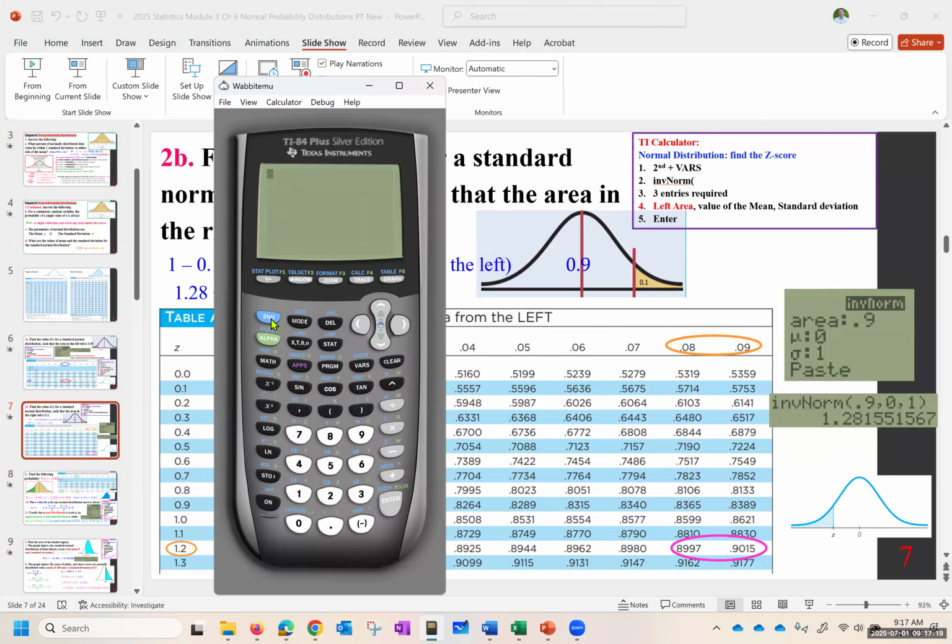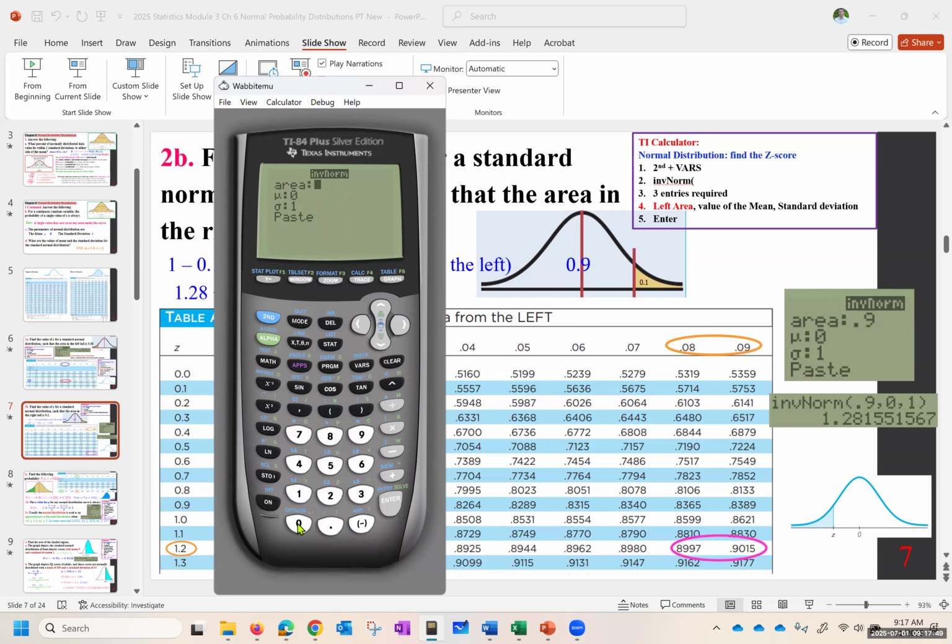So you are using the calculator. This is the second, Vars, meaning variables. You read this and you bring this down to inverse norm and you enter.